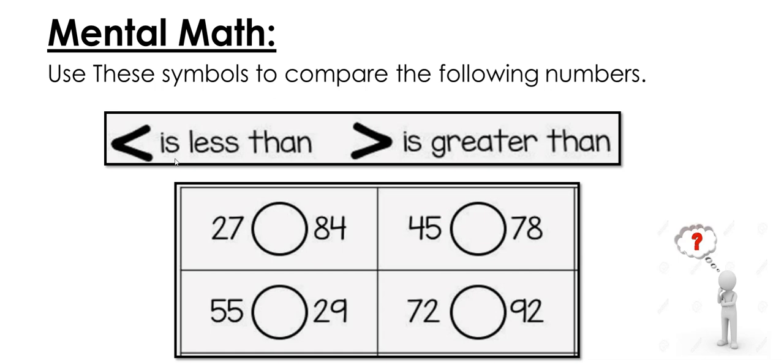Alright, so let's see. 27 is to 84. Is it less than or more than? 27 is smaller, so it is less than. 45 is less than 78. 55 is more than 29 or greater than 29, and 72 is less than 92. Great job, guys!